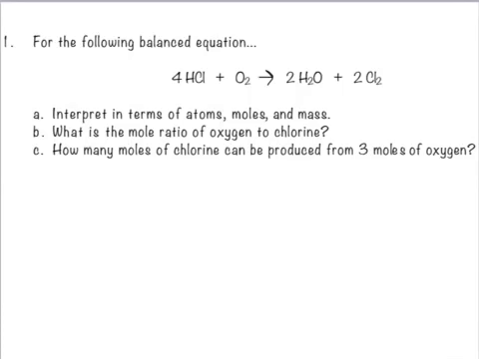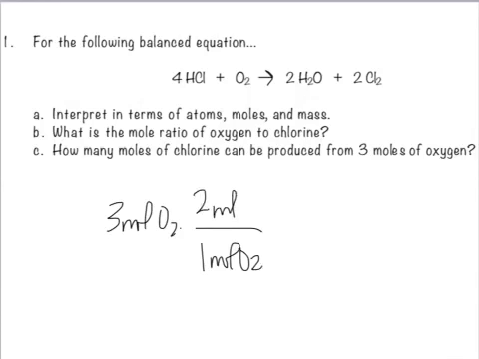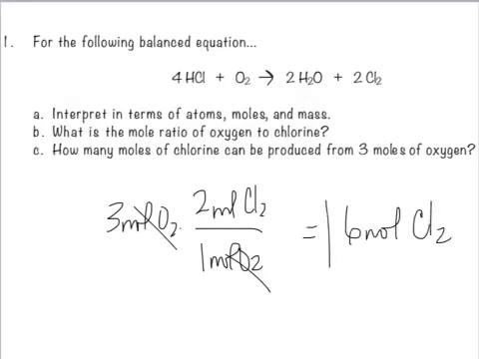Now the mole ratio of oxygen to chlorine is 1 to 2. For every 1 oxygen, there are 2 chlorine. How many moles of chlorine can be produced from 3 moles of oxygen? Start with 3 moles of oxygen. According to the balanced formula, for every 1 mole of oxygen, you have 2 moles of chlorine. That cancels. 3 times 2, the answer, 6 moles of chlorine.